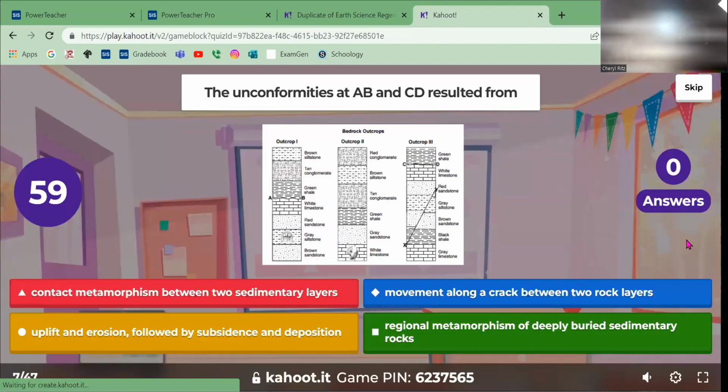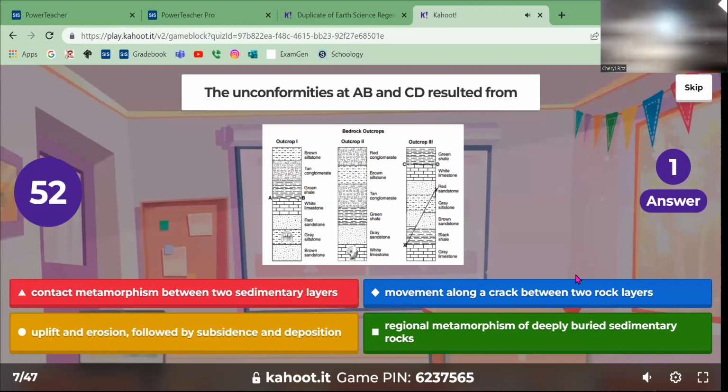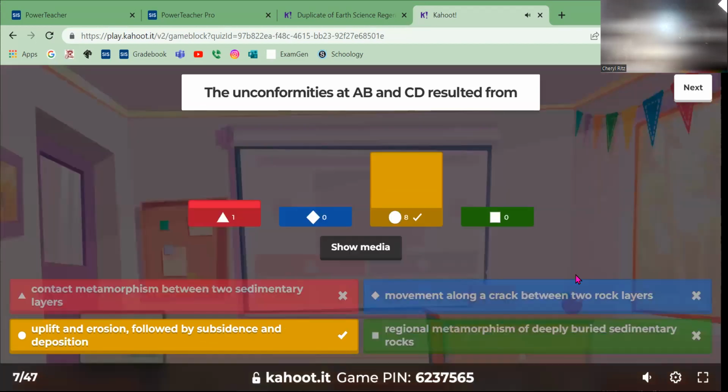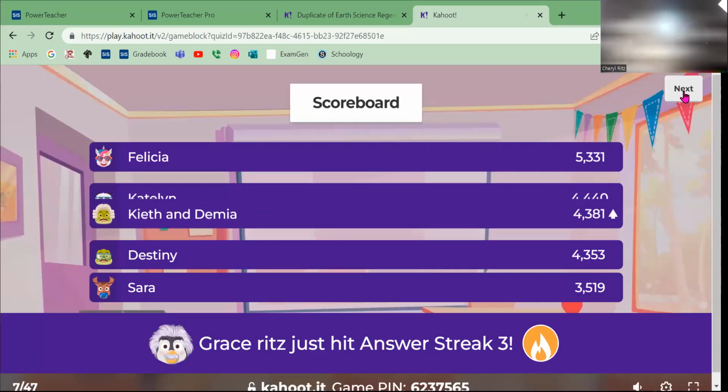Unconformities at A, B, and C, D resulted from. In other words, unconformities are formed by. Okay, unconformities are formed by buried erosional surfaces. So we need the one that talks about erosion.